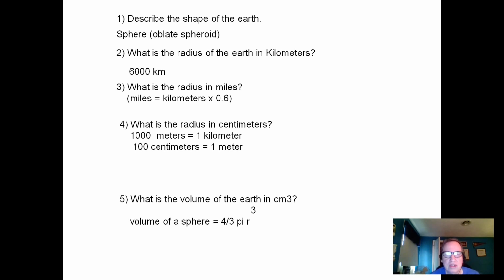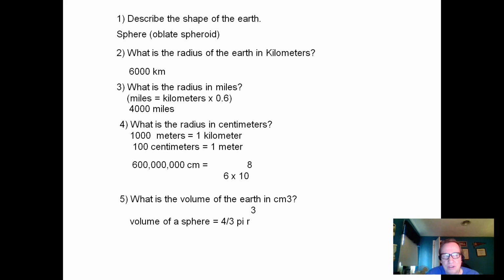The radius of the Earth in kilometers is about 6,000. In miles, if we multiply this number by 0.6, we get 4,000 miles. And let's convert the radius of the Earth in kilometers to centimeters, and I gave you some conversion factors. If I take my 6,000 kilometers, multiply it by 1,000 to get it in meters, by 100 to get it in centimeters, it works out to 600 million centimeters, or using the scientific notation that we talked about in the earthquake lecture, it's 6 times 10 to the 8th centimeters.